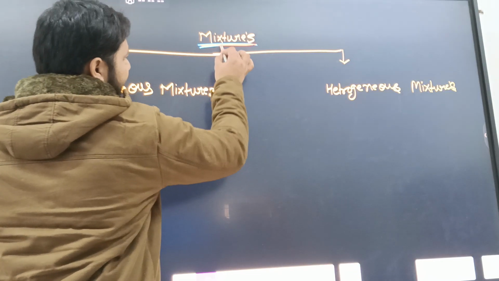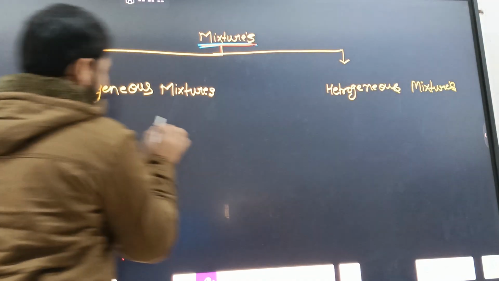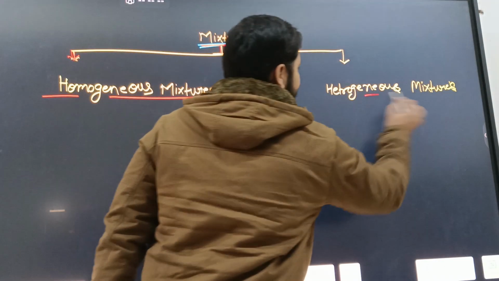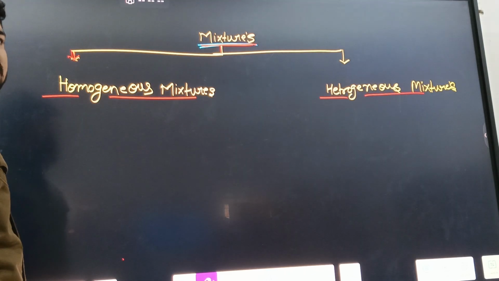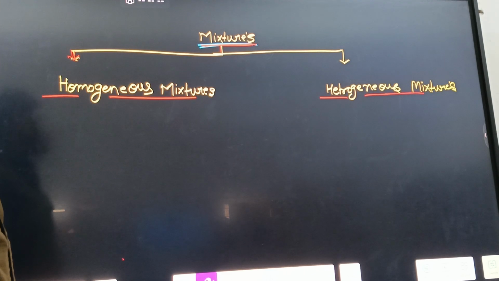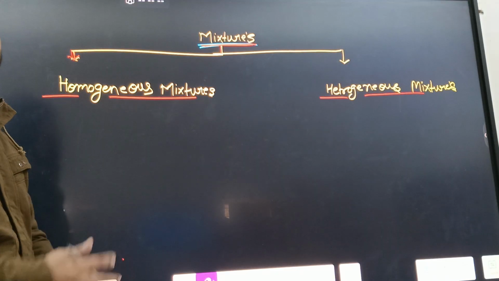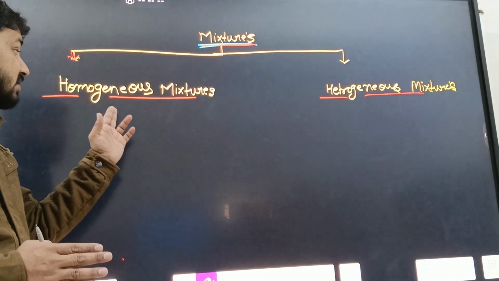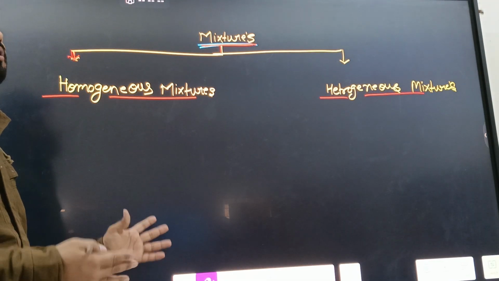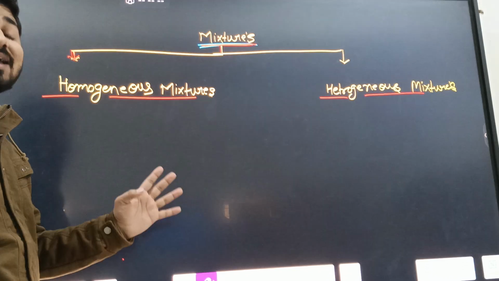Mixtures are of two types. One is homogeneous mixture, and another is heterogeneous mixture. So what is a homogeneous mixture and what is a heterogeneous mixture? Homogeneous mixtures are those mixtures which we can separate only by chemical processes. We cannot separate these types of mixtures by physical processes. What are physical processes? We cannot separate these mixtures by our hand or any type of physical process, but we can separate these mixtures by chemical processes.